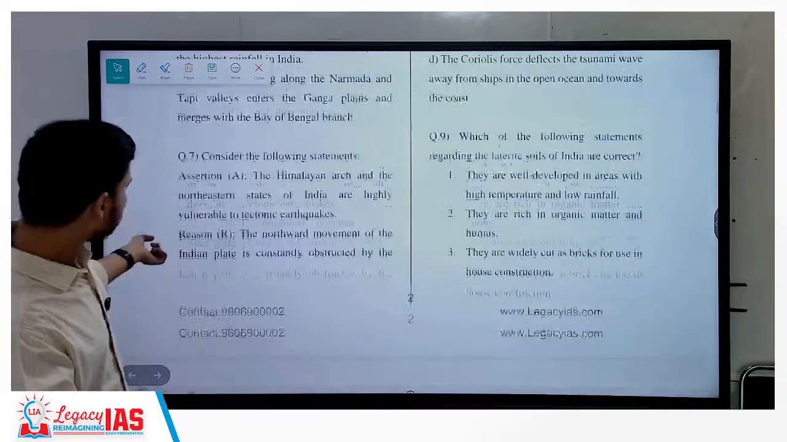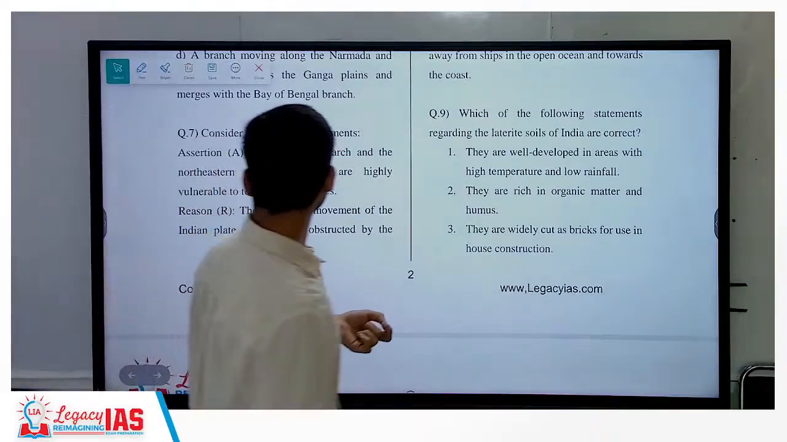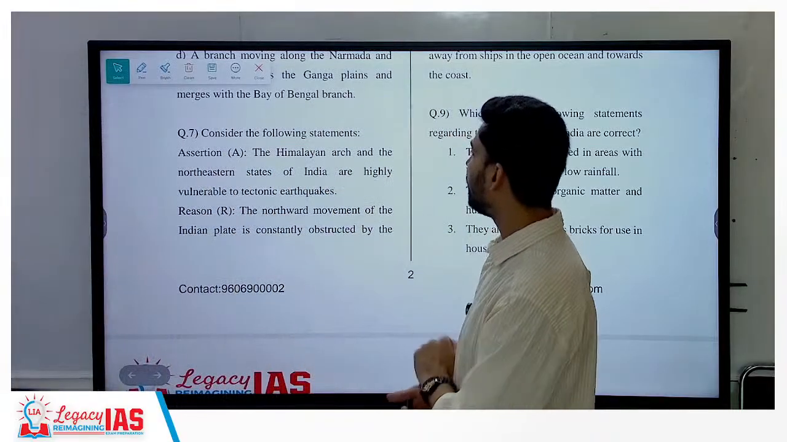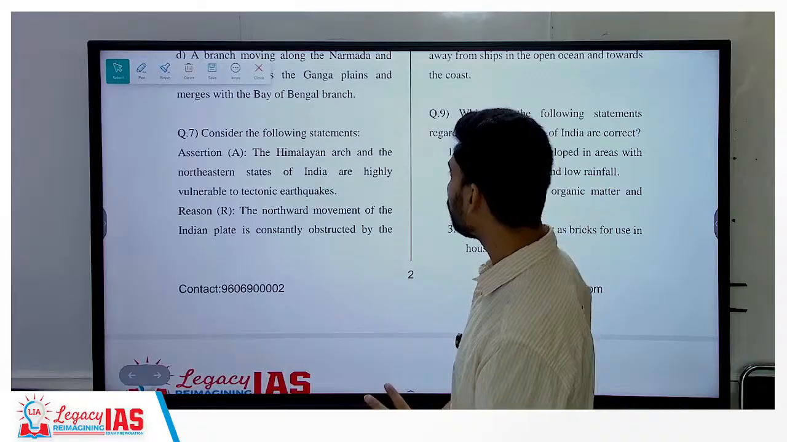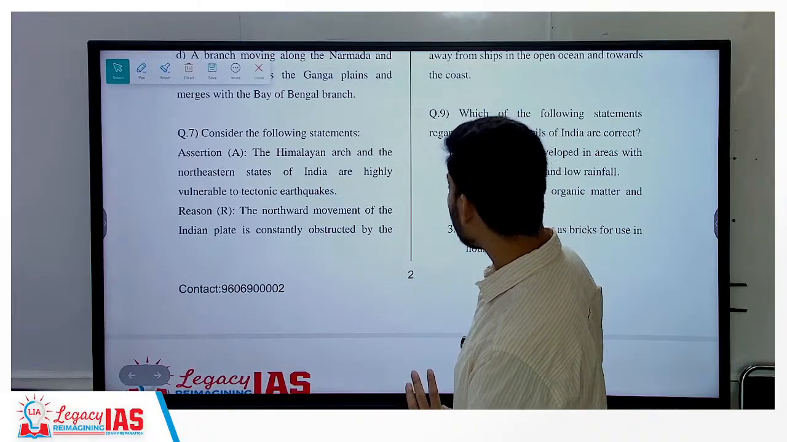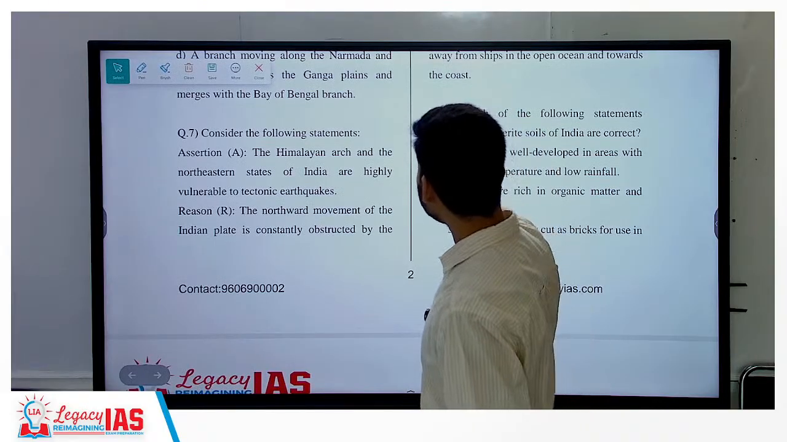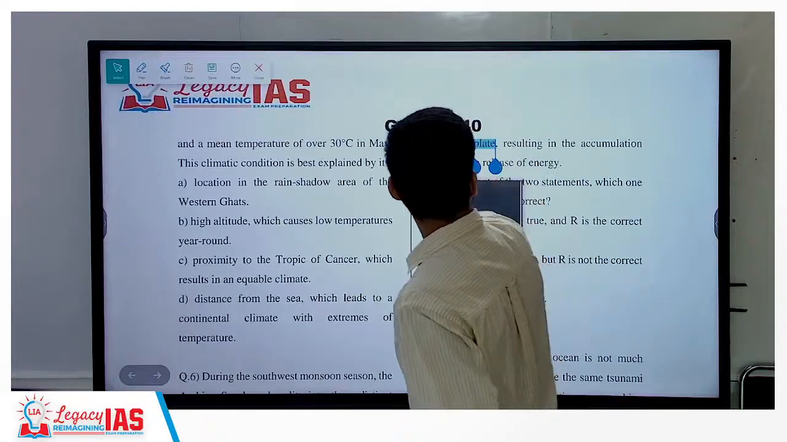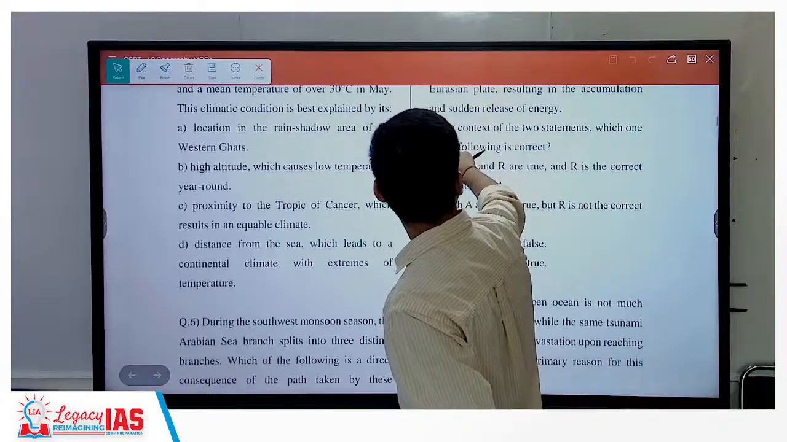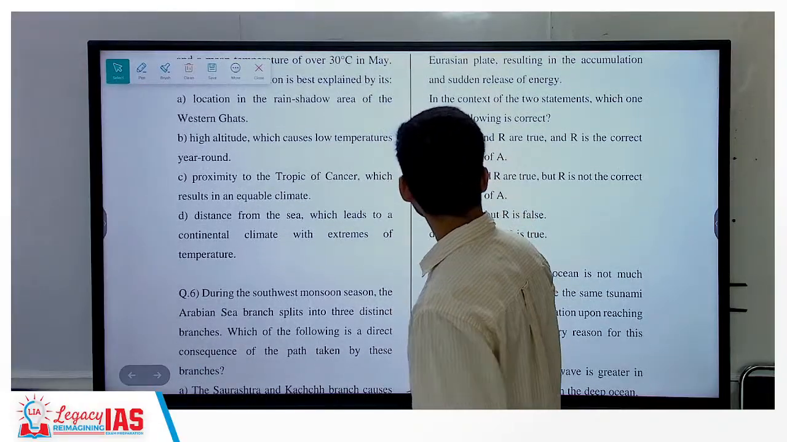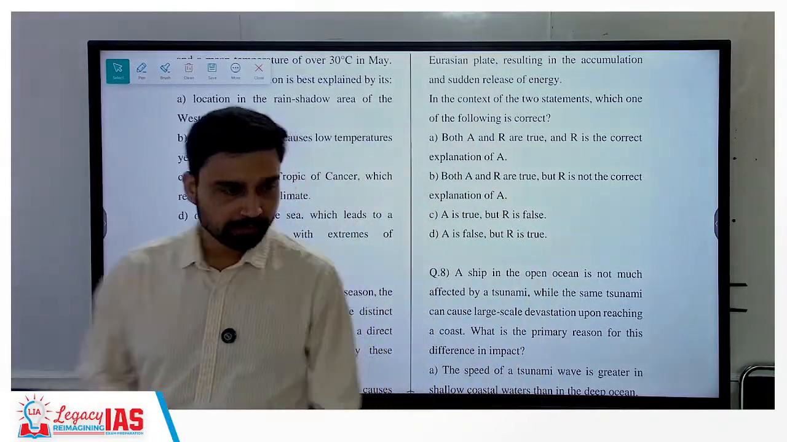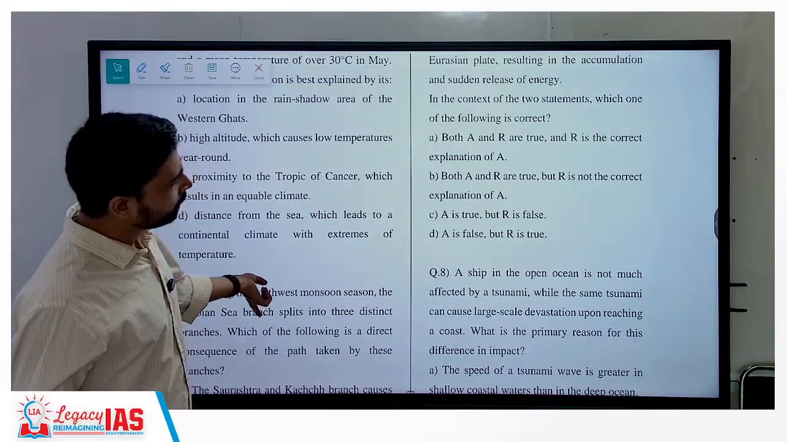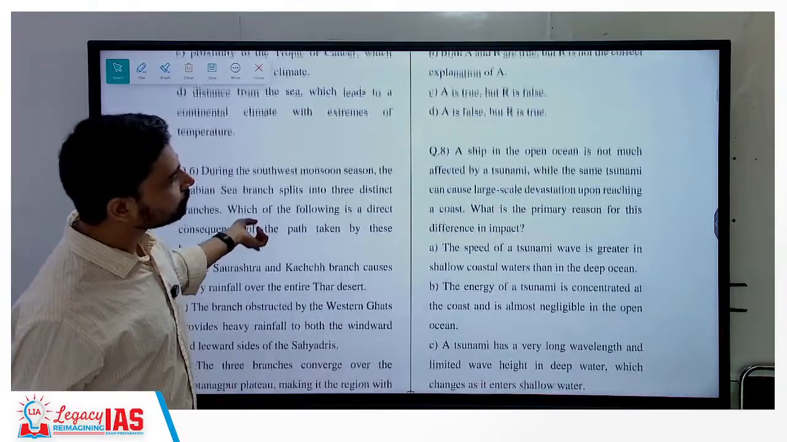Now consider the following statement: the Himalayan arc and the northeastern states of India are highly vulnerable to tectonic earthquakes. True or false? True. The northward movement of the Indian plate is constantly obstructed by the Eurasian plate, resulting in the accumulation and sudden release of energy. So both statements are correct and the explanation is also correct. So A is the right option.